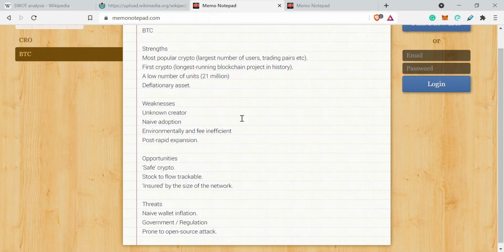Threats. So, naive wallet inflation, I've already said that. In terms of money being created out of nothing, effectively, you bought 100 Bitcoin for $500, $1,000, etc., and it's now worth a huge, staggering, life-changing amount of money. You're going to want to sell that, theoretically, if you don't really understand or know about cryptocurrencies or are not invested in them for the future, and that's going to take a huge amount of liquidity and capital out of the network.